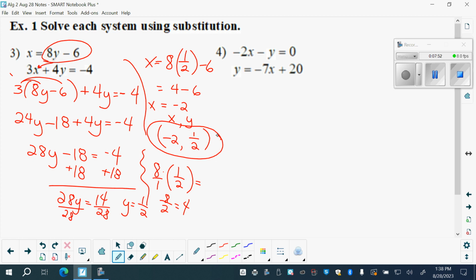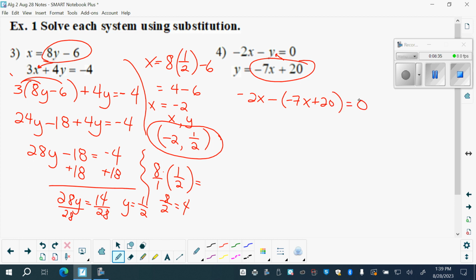Okay, number 4. Which one has the variable isolated? The y. So we're going to take this -7x plus 20 and substitute it for the y. So yes, this is review today. We'll spend a couple days on this review and then decide, seeing how it goes, whether we're going to graph the absolute value functions or hold off on that before the test. So we have -2x minus, and then I substitute -7x plus 20 for the y, equals 0.